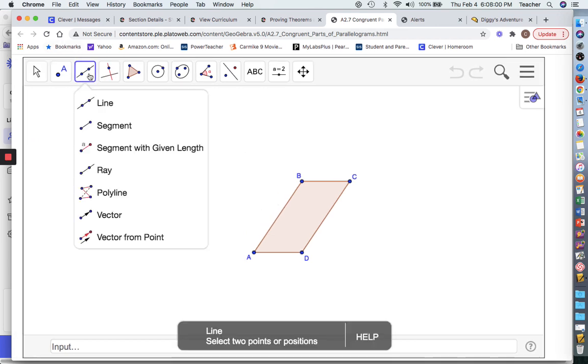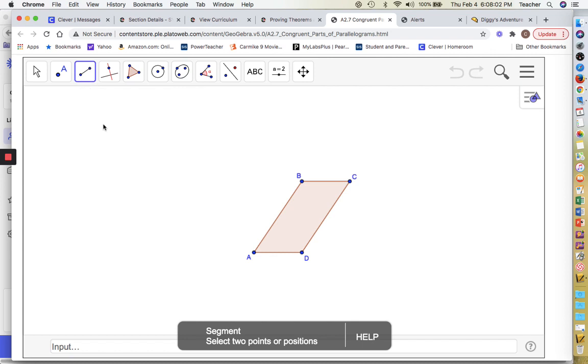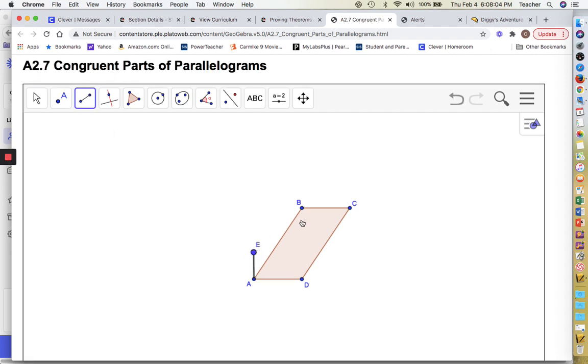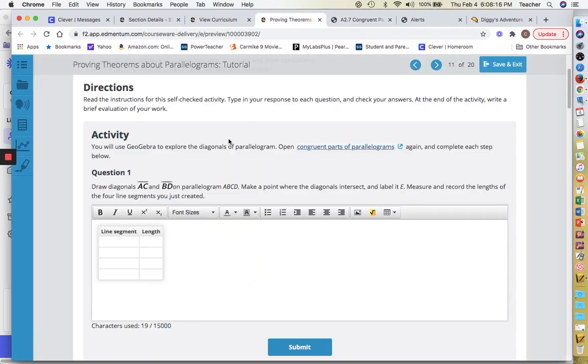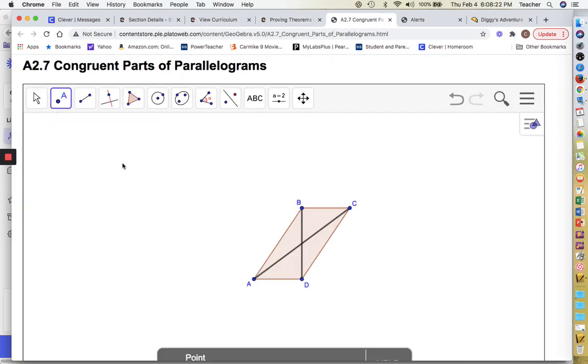All right, so I need to draw my parallelogram. I'm going to click on segment, A to C and D to B. So there are my diagonals. Okay. Make a point where the diagonals intersect and label it E. So come over here to point. Put a point right there where they cross each other. It's going to be labeled E.